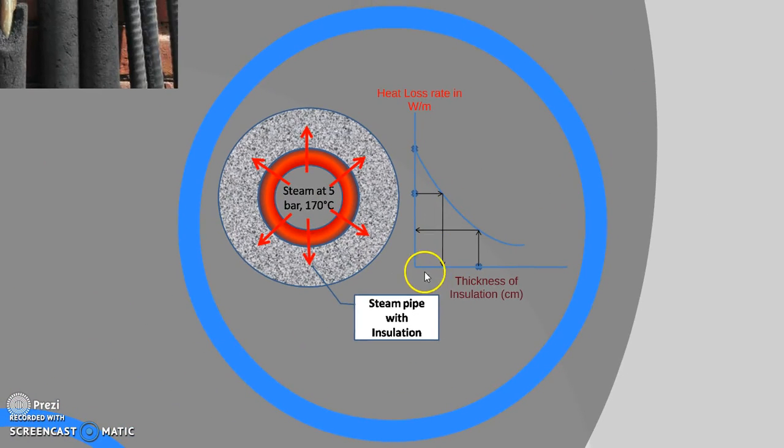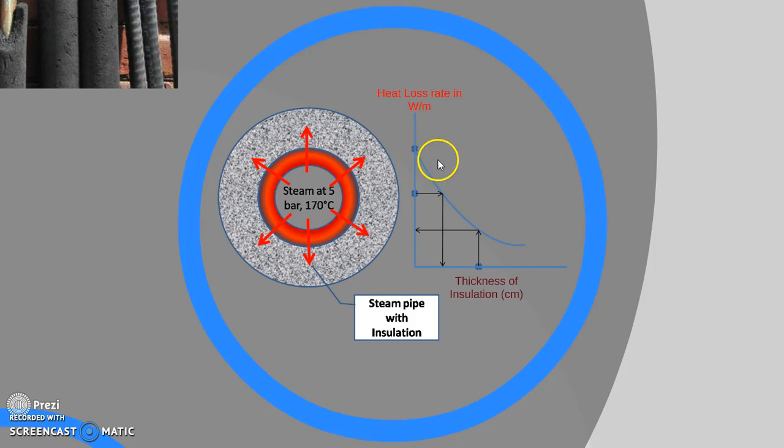So let us consider we have plotted one graph. On the x-axis we have thickness of insulation in centimeter, and on the y-axis we have heat loss rate in watts per meter. It means that it is the per unit length heat loss rate I am talking about. Here one cross mark you can see, which shows that here we have zero thickness of insulation. It means that when I'm not providing any insulation, the heat loss rate will be very high, which is shown by this cross mark.